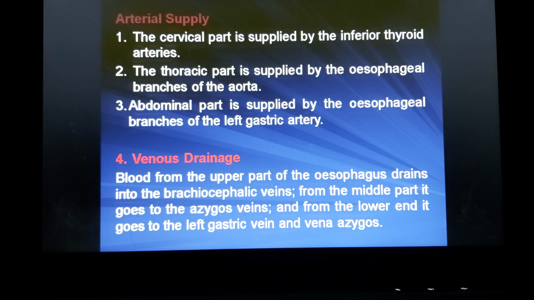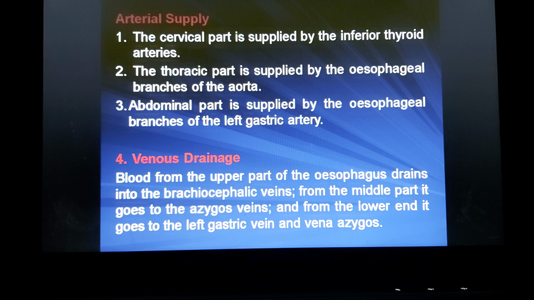The cervical part is supplied by the inferior thyroid arteries. The thoracic part is supplied by the esophageal branches of the aorta. The abdominal part is supplied by the esophageal branches of the left gastric artery.